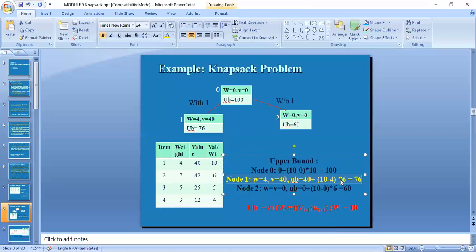So we are taking the ratio as 6. So 40 plus (10 minus 4) is 6, 6 into 6 is 36. 40 plus 36, you will be getting 76. So here you got the value as 76. Clear? Understood? Are you getting it?